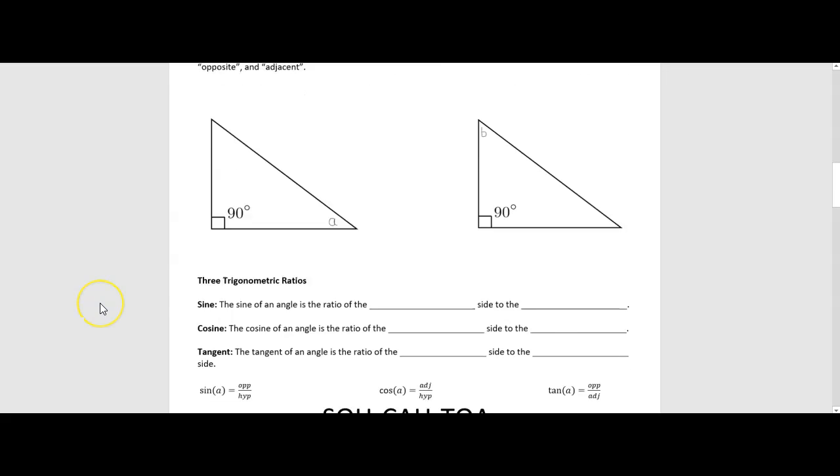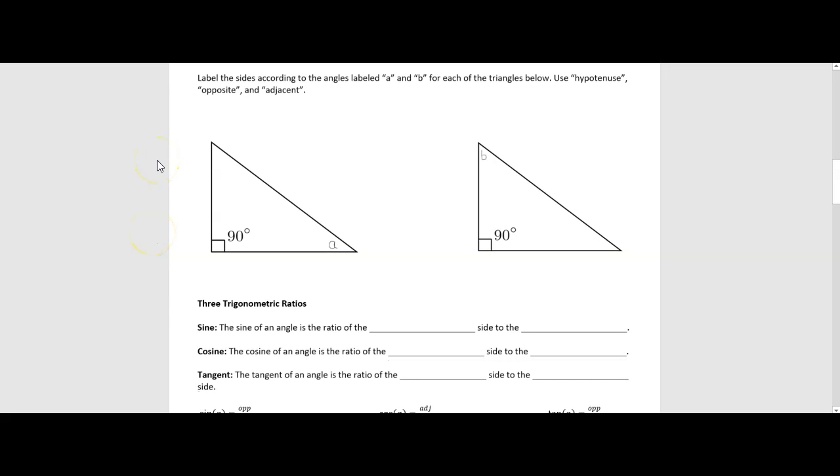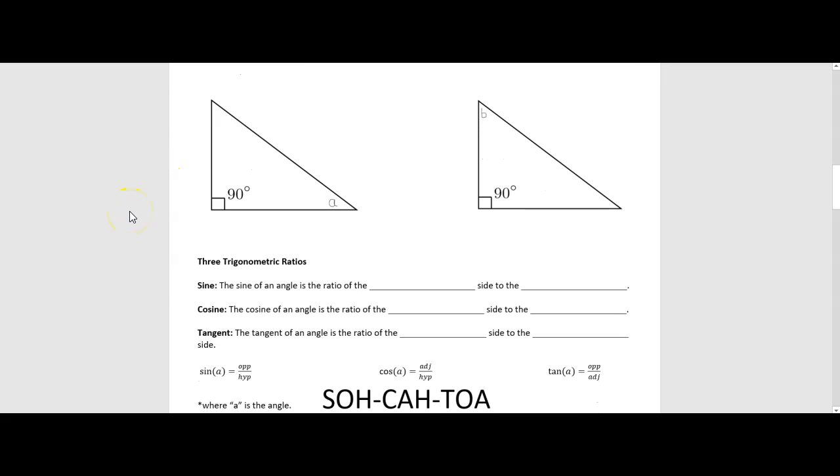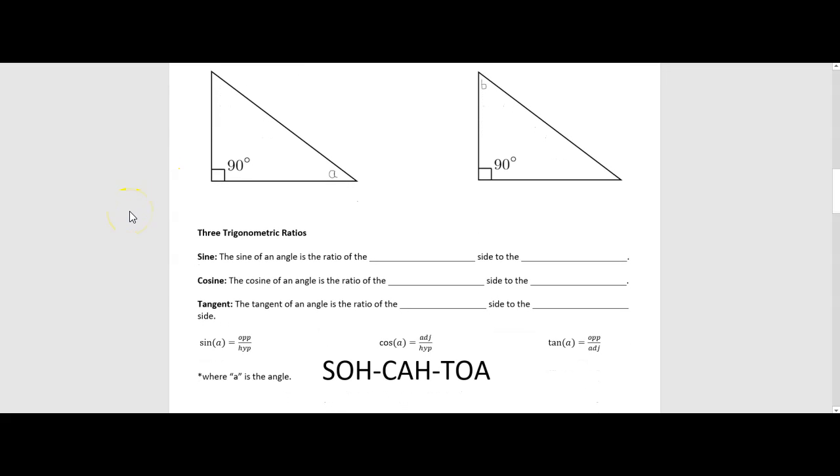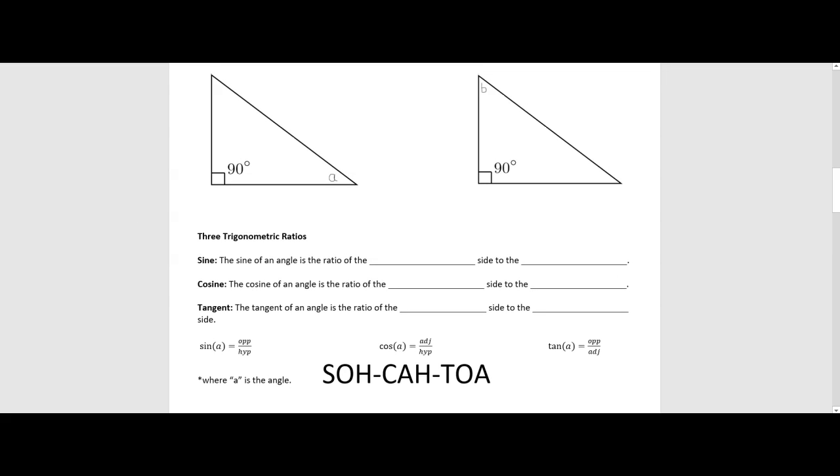Now, the first thing I want you to do is label these triangles with opposite, adjacent, and hypotenuse. So you're going to label the sides of these triangles opposite, adjacent, and hypotenuse, and you're going to use these reference angles for reference. So let me just do the first one for you, and then you can apply it to the second one. So if this is my reference angle right here, A, well, the opposite side is going to be the side opposite of this angle.